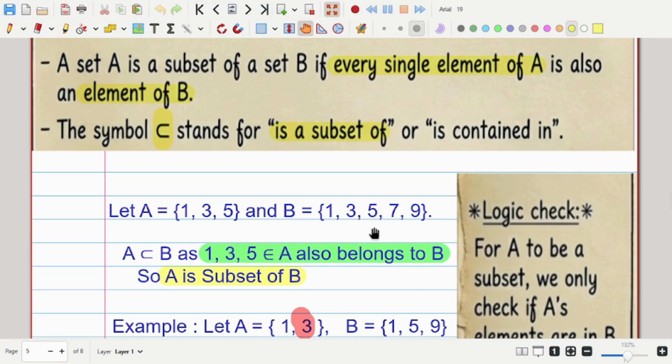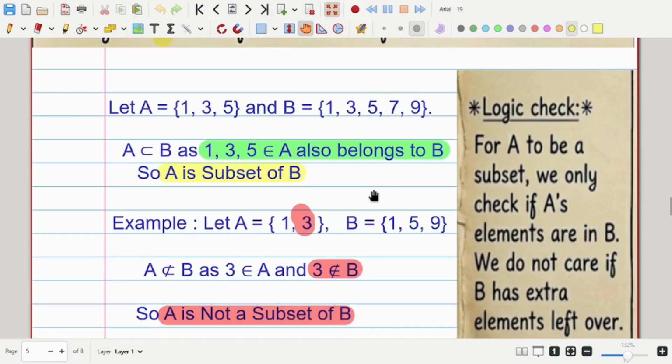While checking whether A is a subset of B, we will check only for elements of A, and we do not care about the extra elements present in B. That means we will not care about 7 and 9.